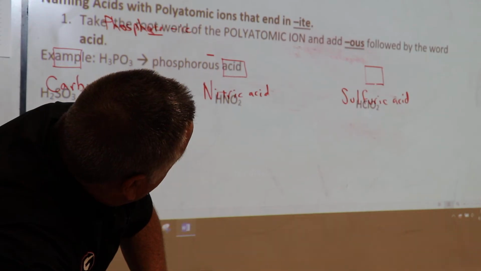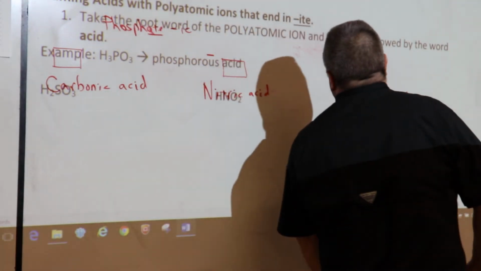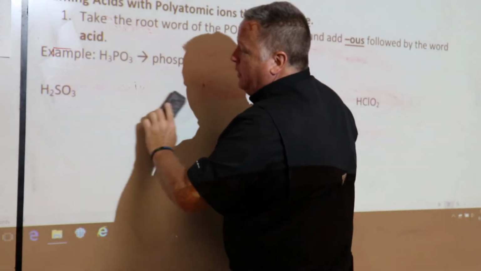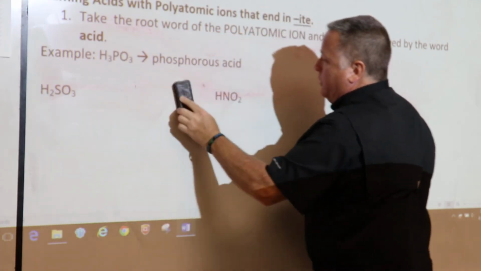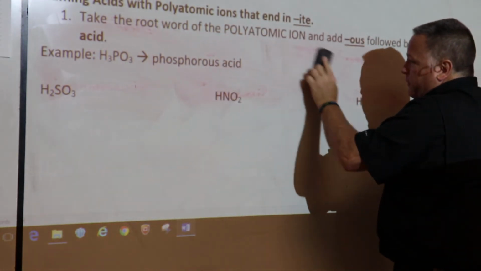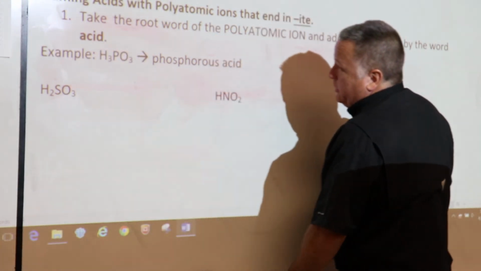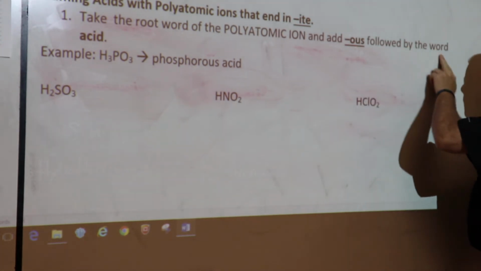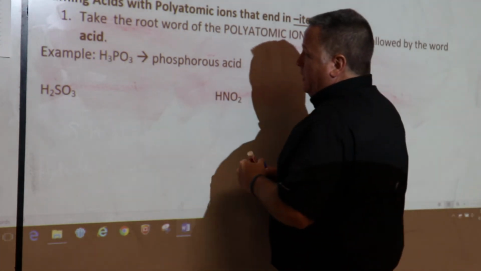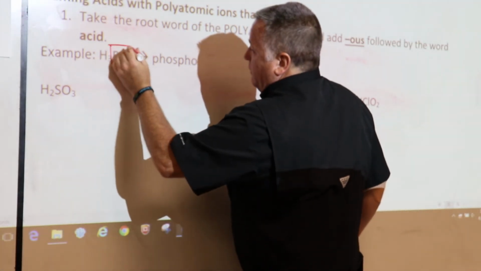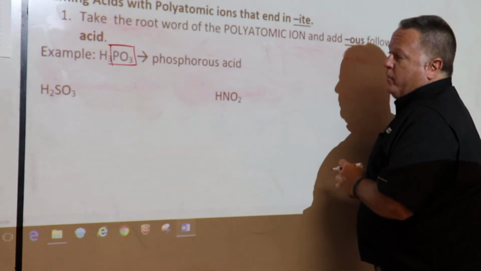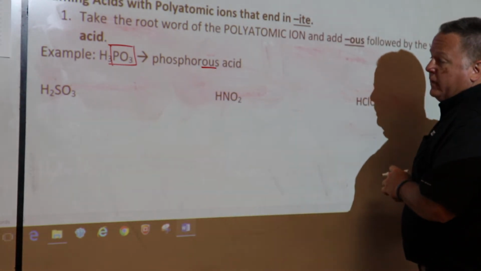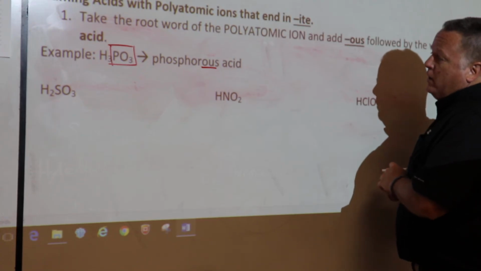All right, let's move to the next little section down here where we have the polyatomics that end in ite, I-T-E. If it ends in I-T-E, everything's going to be the same. No hydro. We're just going to change the ending of the word, add a different suffix, and the word acid. So we're going to take the root of the polyatomic, change the ending to O-U-S, followed by the word acid. So for example, this was phosphite, so it becomes phosphorous acid.